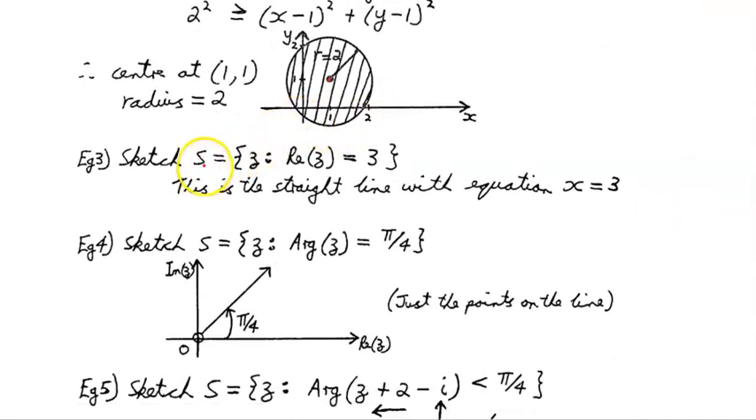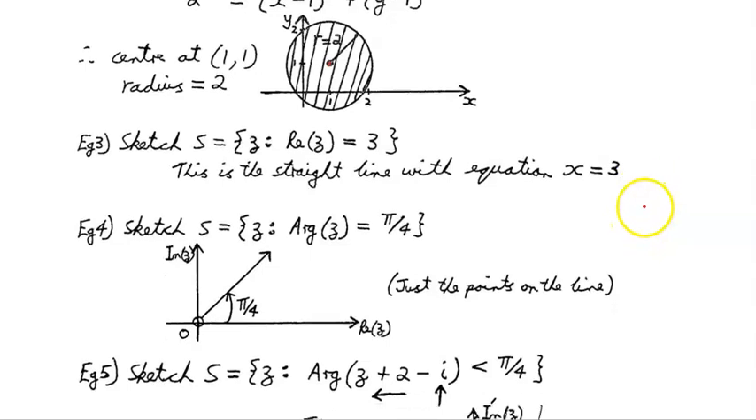Sketch S, where S is the set of points, complex number Z, such that the real part of Z is 3. Well, you only want the real part of Z at 3, so there's no imaginary part there. That's just a straight line on the Argand diagram with equation x equals 3. It's just a vertical line straight up and down the page at 3, as it would be in Cartesian coordinates.